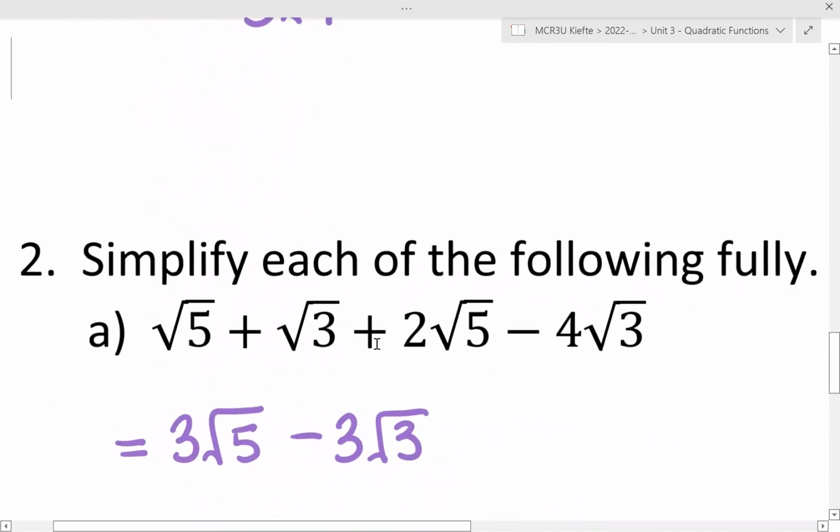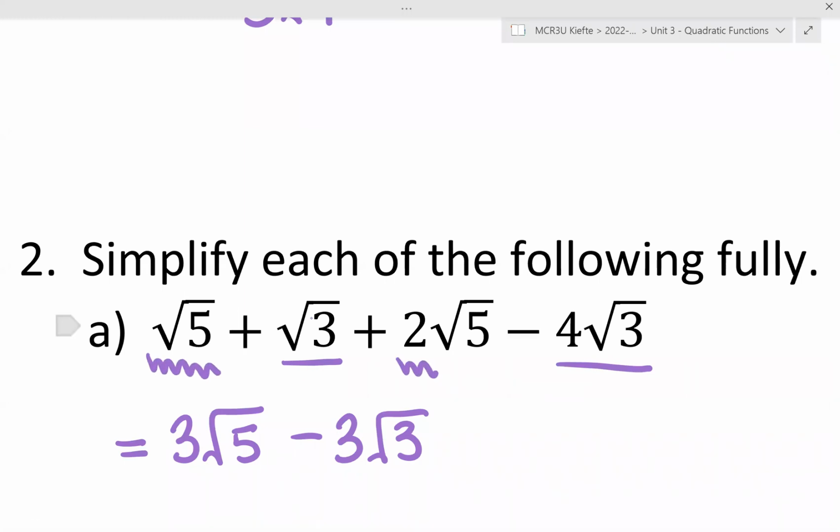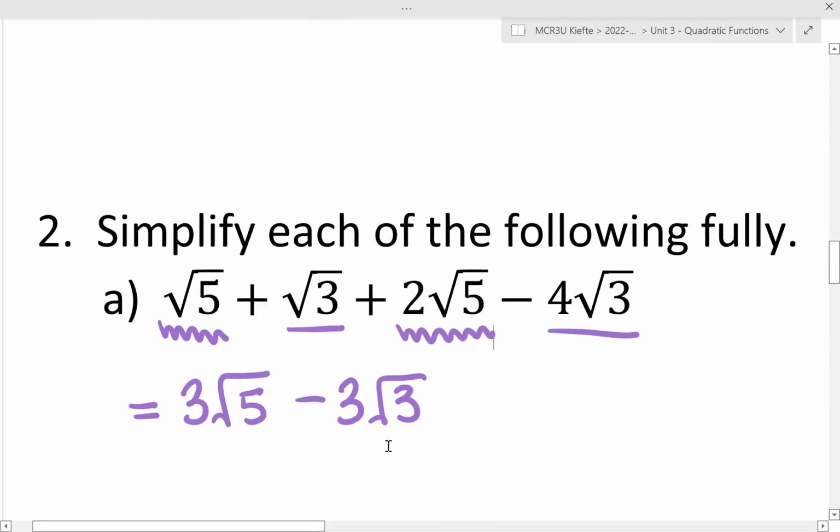Now to simplify these, once again, I said that you can only add or subtract like radicals. So this √3 and this √3, those are like radicals. And this √5 and this √5 are also like radicals, which means that there are 3 √5s, and that was 1 minus 4, so -3 √3s.